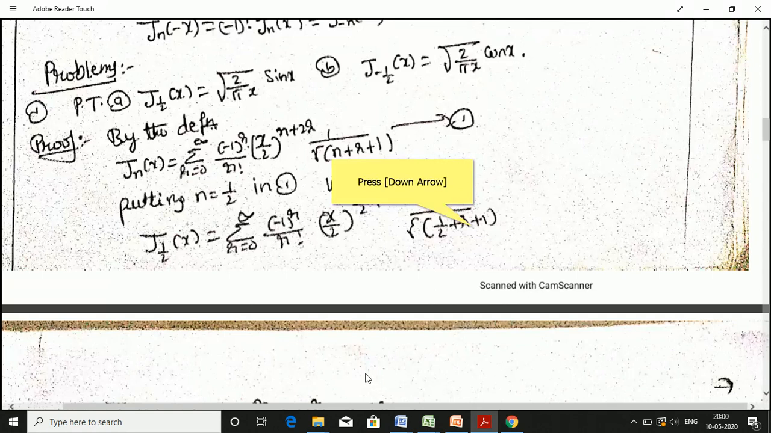By definition, Jn of x is equal to sigma r equal to 0 to infinity minus 1 power r divided by r factorial into x by 2 to the power of n plus 2r into 1 over gamma of n plus r plus 1. Here we require j half of x. So put n is equal to 1 by 2. So equation 1 takes the form j half of x is equal to sigma r equal to 0 to infinity minus 1 power r divided by r factorial into x by 2 to the power of, n is 1 by 2, plus 2r into 1 over gamma of n is 1 by 2 plus r plus 1.